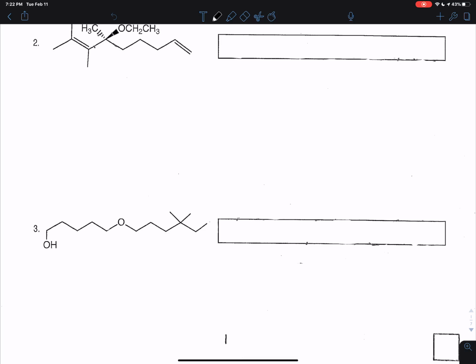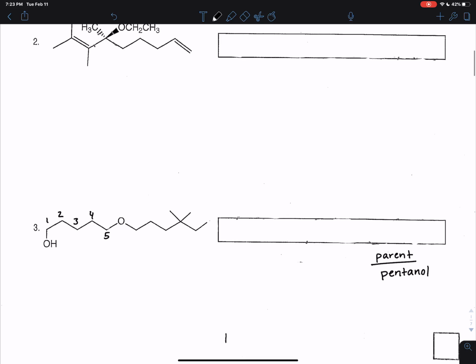So how are we going to number it? Left to right or right to left? Left to right. Perfect. Just like that, okay? So let's write our parent. Okay, and what's our prefix? Pentanol is the whole thing. So our alcohol is coming off from the number 1 carbon, 1 pentanol. That's our parent. Let's move forward to our subs.